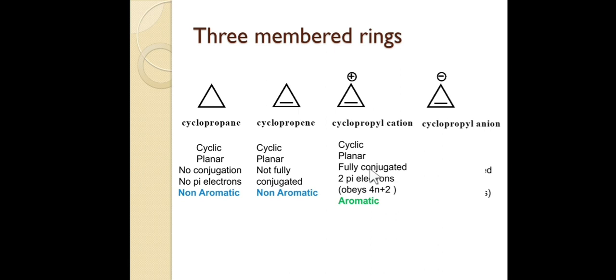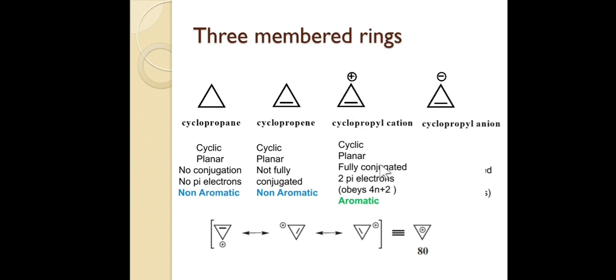And how is it fully conjugated? You can see here, this positive charge can be delocalized due to the movement of this pi bond. If this pi bond shifts over here, the positive charge will be here. If this pi bond shifts here, this positive charge will shift over here. So all the three carbons, all the atoms in that ring, get conjugation. That's why it is fully conjugated. That's why it is aromatic.